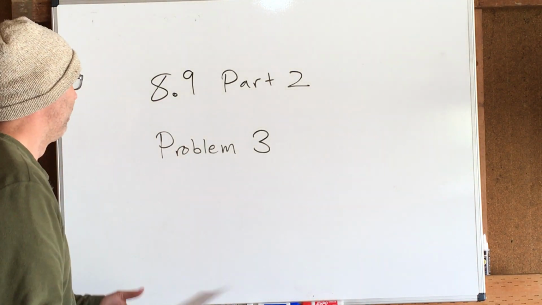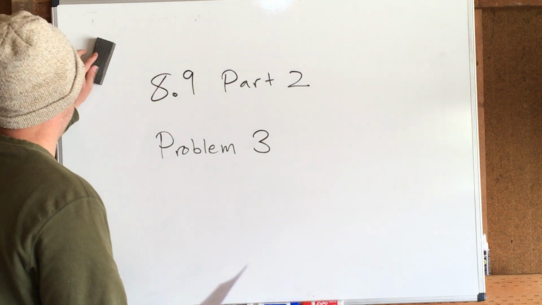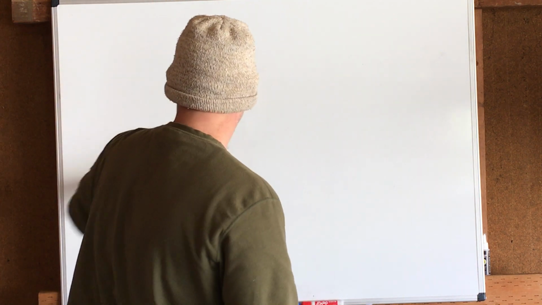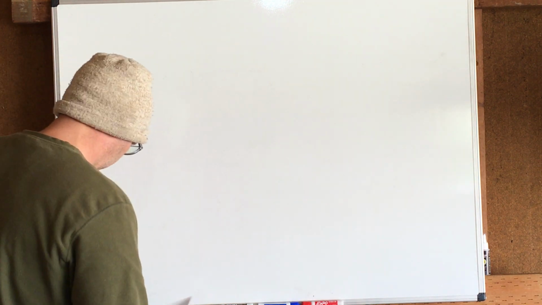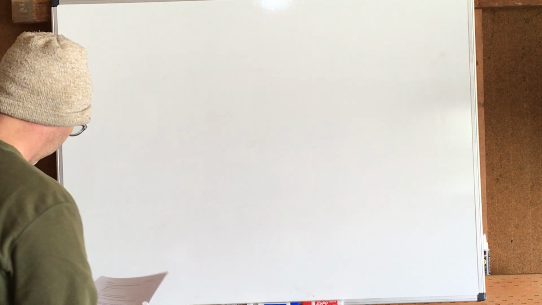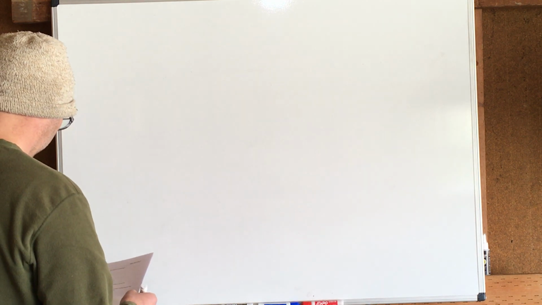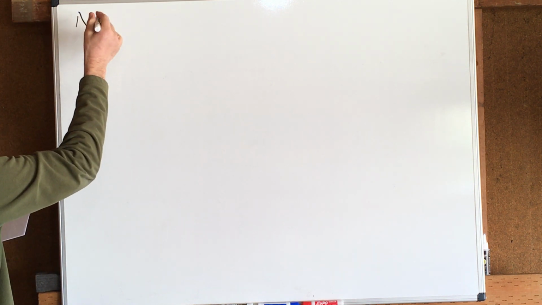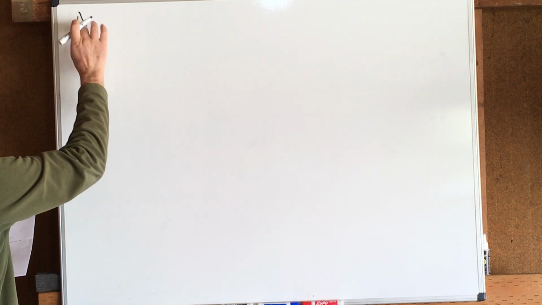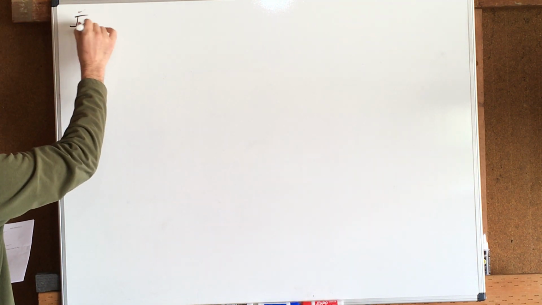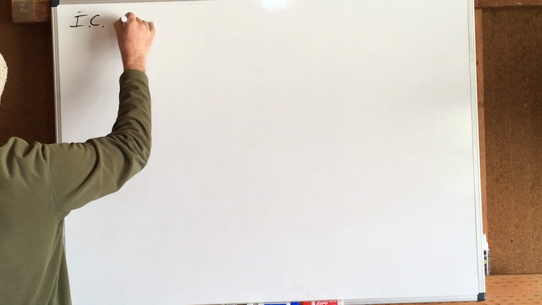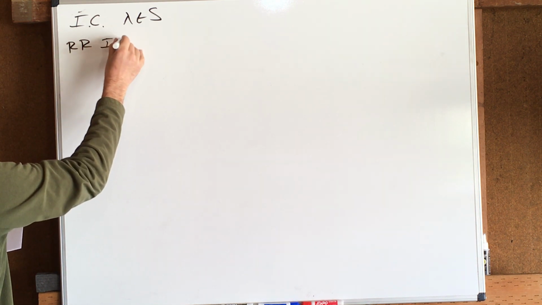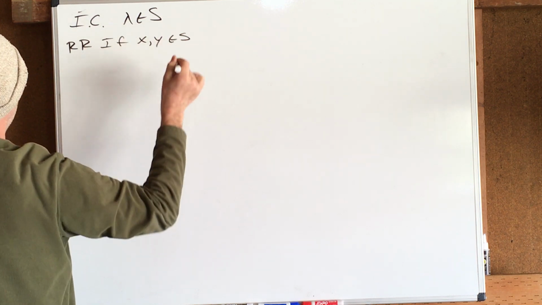Okay, here's problem 3 from the 8.9 part 2 worksheet. All right, so first I'm just going to write the initial case: lambda is an S. Recursive rules: if x and y are in S, then we have 3 recursive rules.